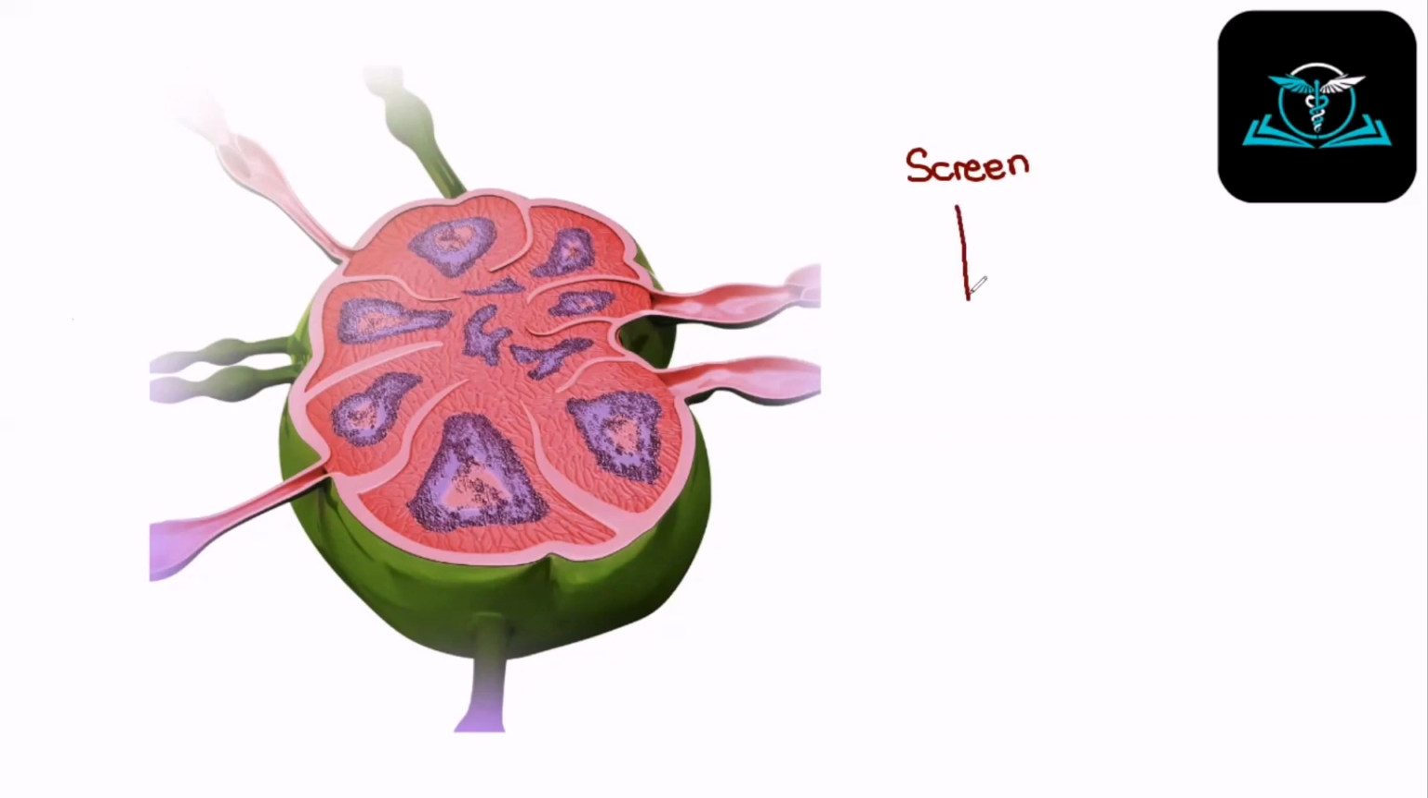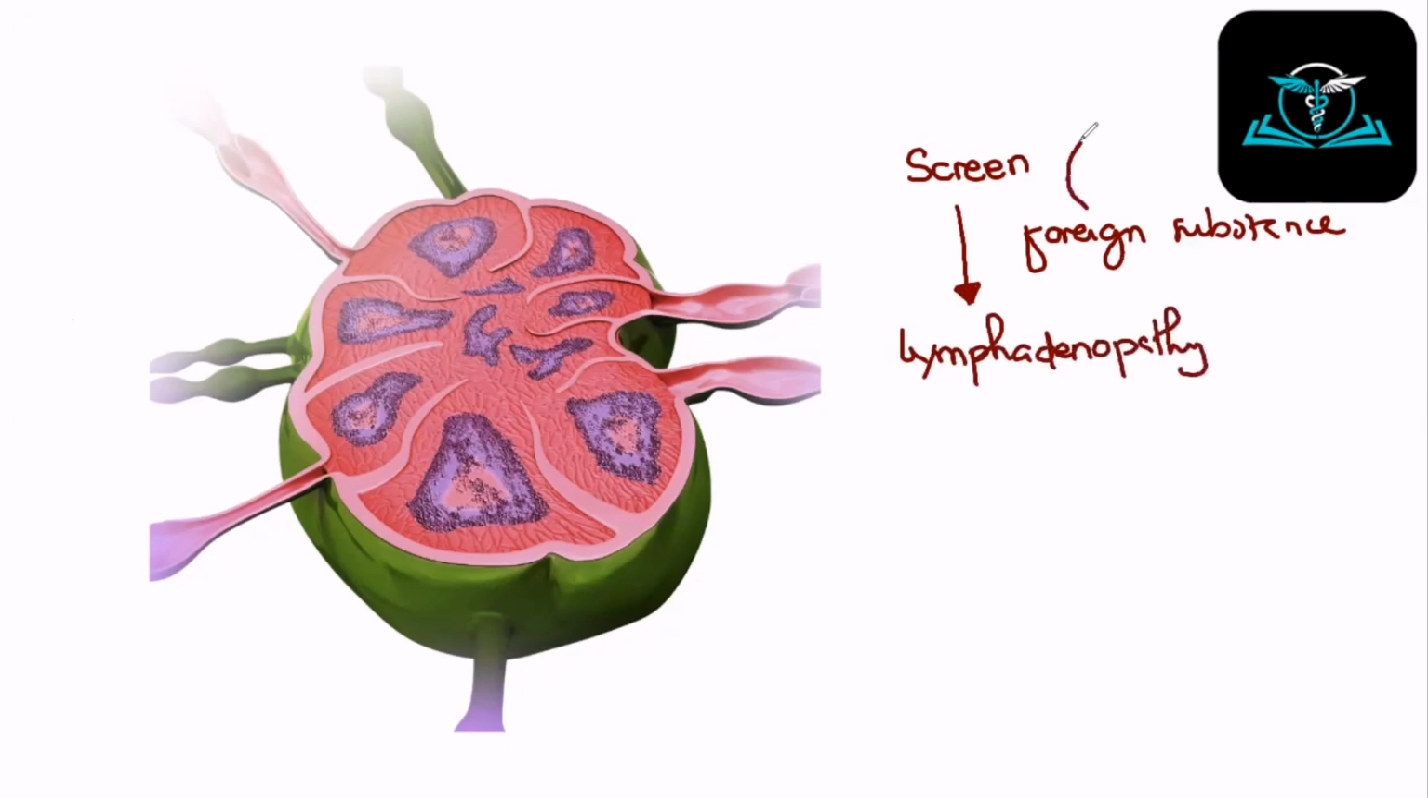Now, sometimes in screening, they identify a foreign substance, and because of that they enlarge, and that is called lymphadenopathy. Now this foreign substance could be a microbe like bacteria, virus, fungi, or it could be a cancerous cell which has metastasized. Okay, and so if it is from a microbe, then the lymphadenopathy is usually described as a reactive lymphadenopathy.